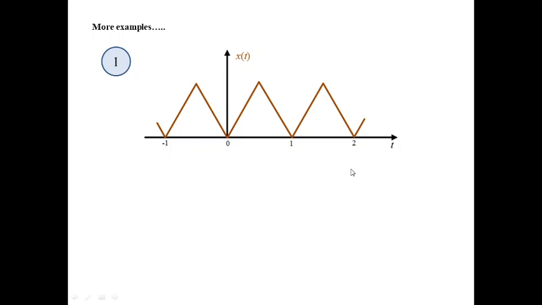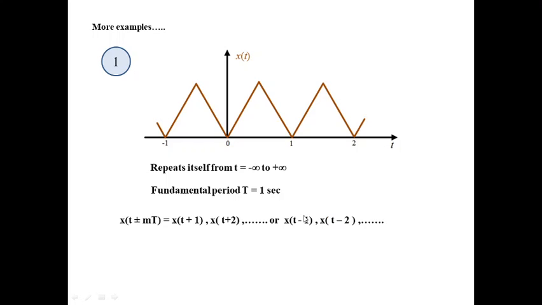You can see here that there is a repetition rate for this signal. The signal repeats itself from t equal to minus infinity to plus infinity. I have not shown the entire thing here, but it is obvious that it extends from minus infinity to plus infinity. So what is the fundamental period with which it repeats? You can see that the smallest fundamental period is T equal to 1 second. Hence, the fundamental period is T equal to 1 second.